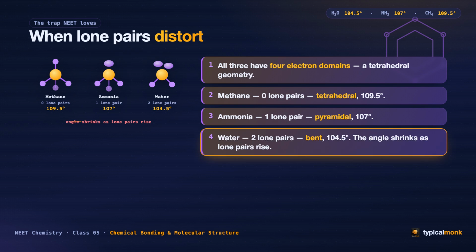Water has 2 lone pairs. Now 2 greedy pairs squeeze the bonds even harder, and the molecule bends, with the angle falling further to 104.5 degrees. Watch the pattern. As the lone pairs rise from 0 to 1 to 2, the bond angle shrinks step by step. Understand this one picture, and you will never confuse these 3 again.